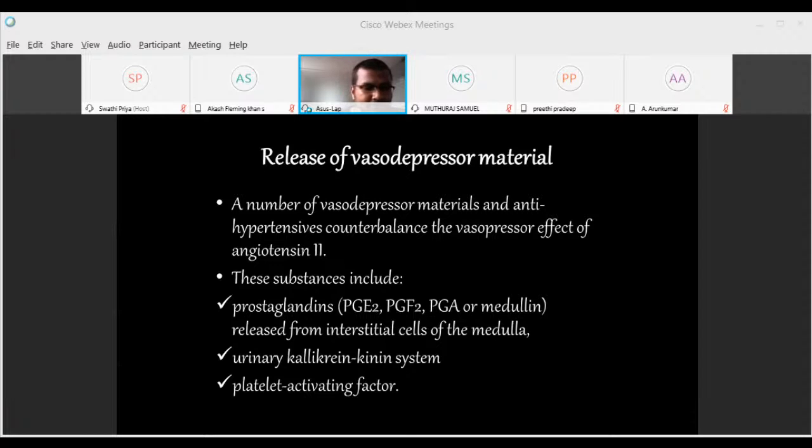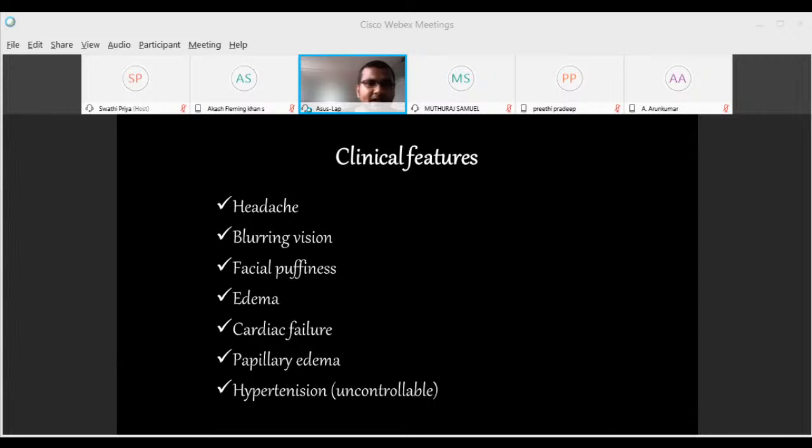The other clinical features are headache and blurring of vision. Patients will not be able to see properly. Facial edema will be there, that is, facial puffiness. Edema can occur.